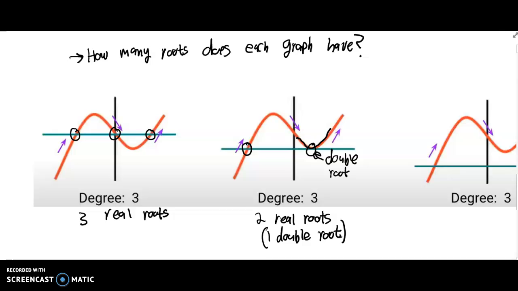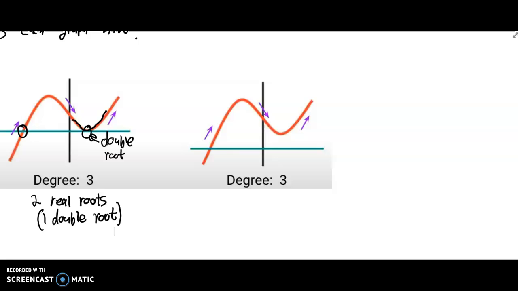Okay. The last one, I'm only seeing one real root here, but then we also have a parabola opening upwards and away from the x-axis. A parabola opening away from the x-axis gives us two imaginary roots.